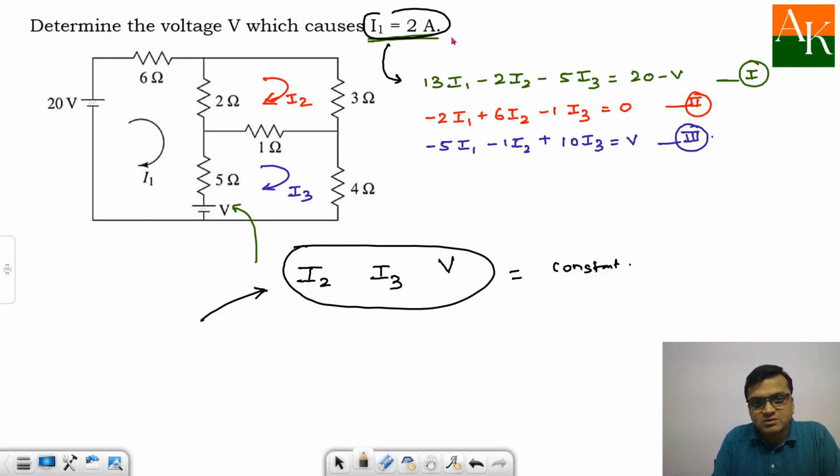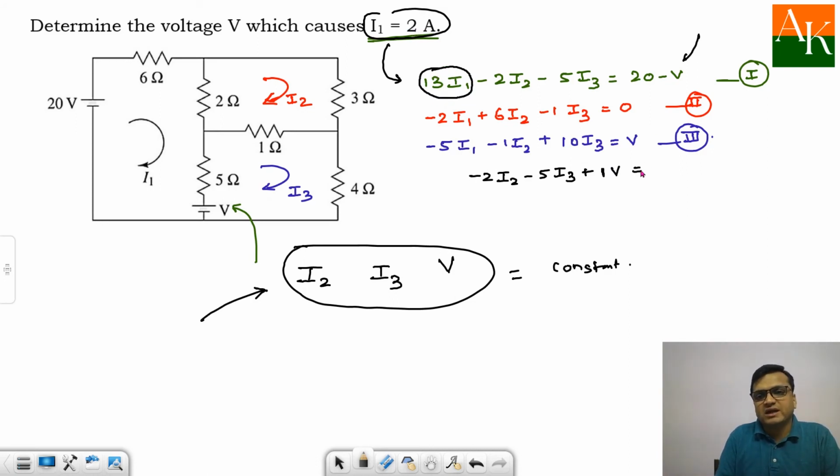So when you substitute I1 equal to 2, what will happen? This minus 2I2 will remain as it is, minus 5I3 will remain as it is. I will transfer v to the LHS, so I will have plus 1v is equal to, when you substitute 2 over here, this will become actually 26. So on the right hand side I will have 20 minus 26, since v I have already transferred. 20 minus 26 leads to minus 6 over here. This will be my equation number, let's say, 4.